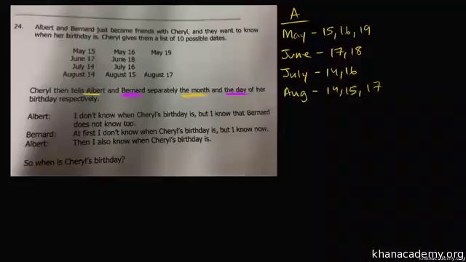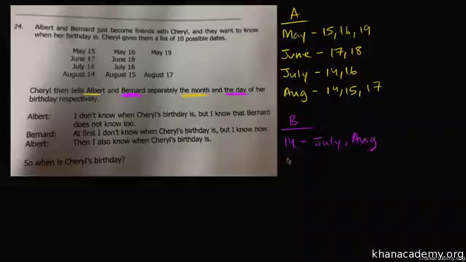Now let's think about the world from Bernard's point of view. From Bernard's point of view, he's been given the date. So if he was told the 14th, then he would say, all right, let's see, May is not an option, June wouldn't be an option, July would be an option, and August would be an option, because there's a July 14th and there's an August 14th. There's no May 14th or June 14th. So he would say, well, I'm not sure. If he was told it was the 14th, then it's either going to be July or August.